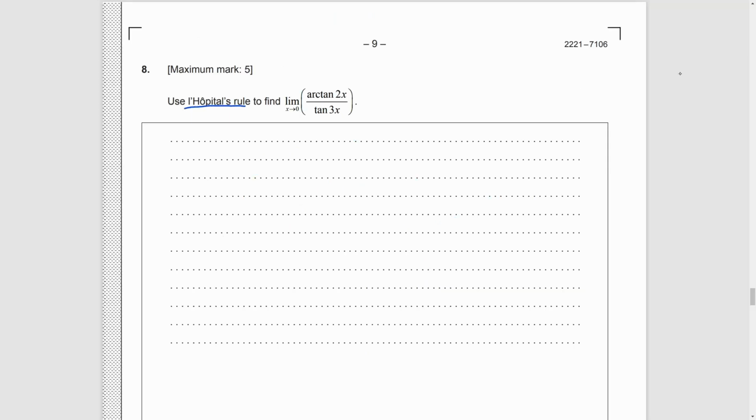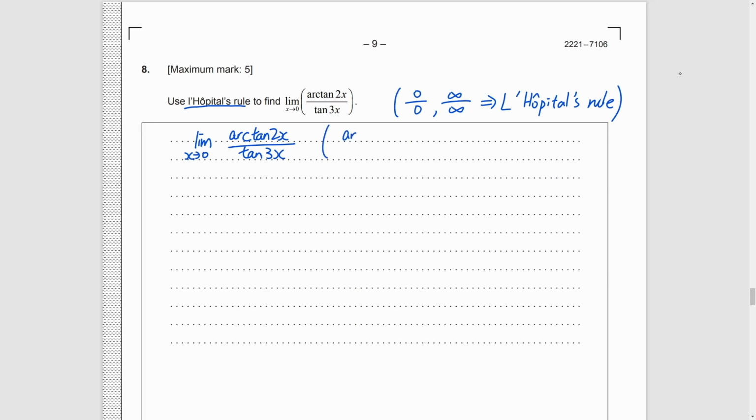Question 8. We need to use L'Hospital rule to find a limit. First of all, we need to ask ourselves, when can we use L'Hospital rule? When we substitute the value x is approaching into x, we get 0 over 0 or infinity over infinity. We need to apply the rule by differentiating the numerator and the denominator. For the question here, if we do substitution, we will get 0 over 0. So, we just do differentiation for arctan 2x and tan 3x.